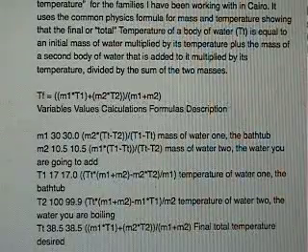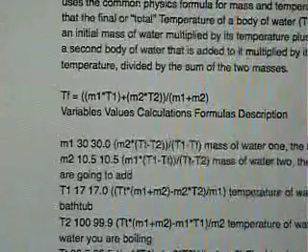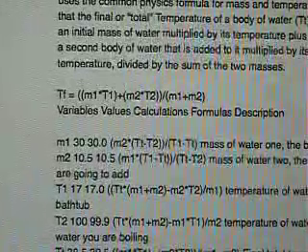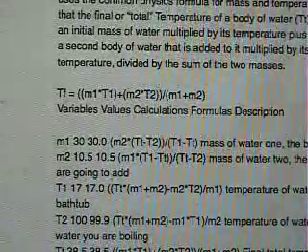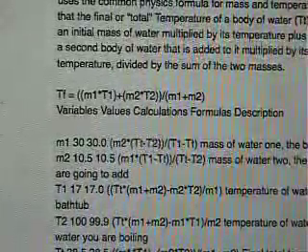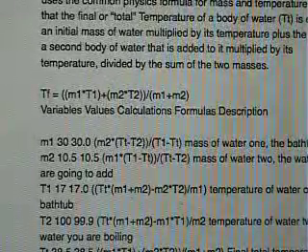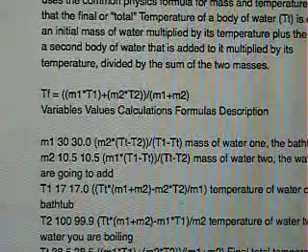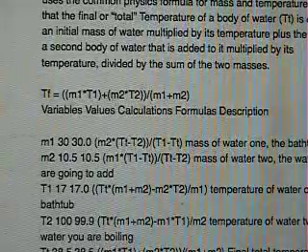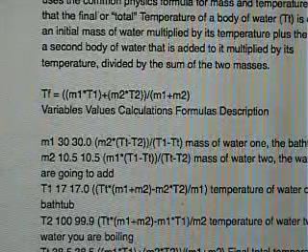So there we have TF equals M1 times T1 plus M2 times T2, all of that divided by M1 plus M2. And of course, since water is 1 kilogram per liter, if you know the number of liters, you know the mass. So 1 liter is 1 kilogram.